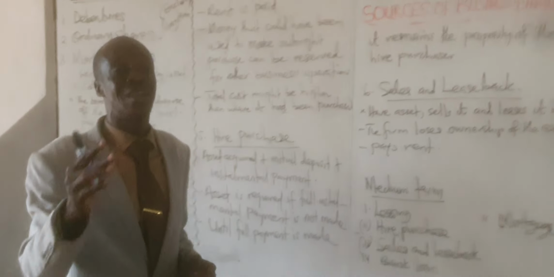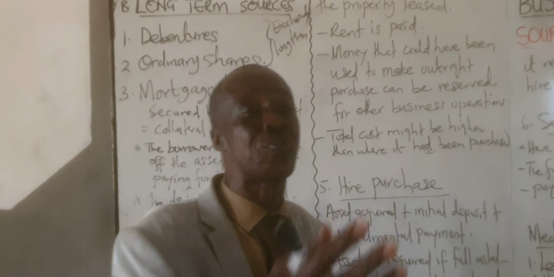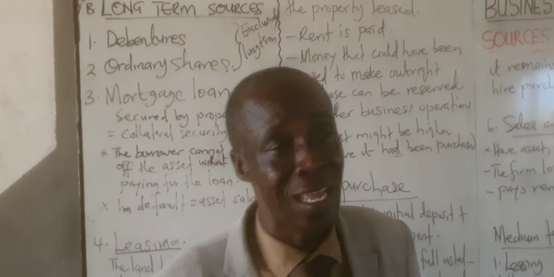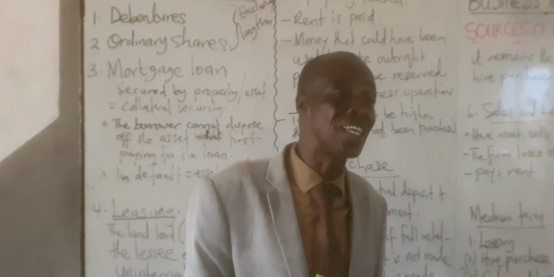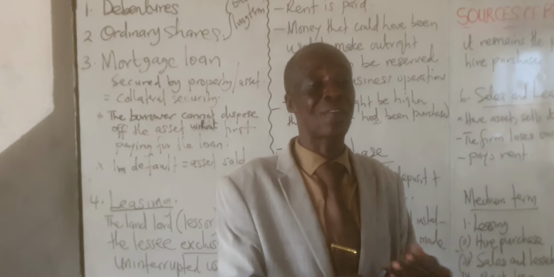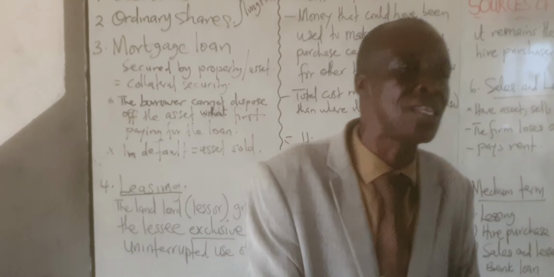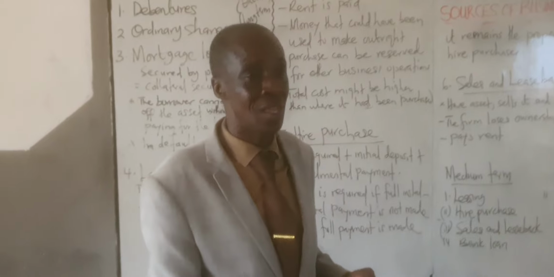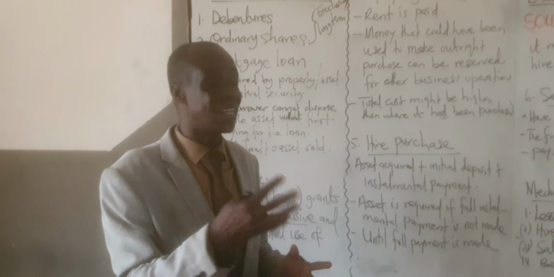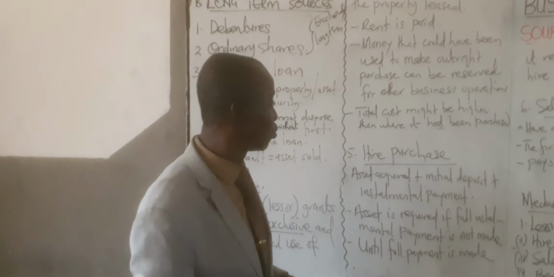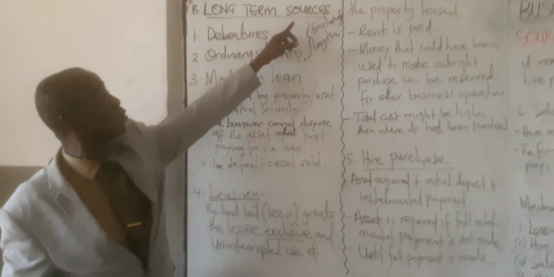Very simple. Now remember, we have learned that when we say long term source of finance, it means the period for repayment exceeds 5 years. So it can be 10, it can be 20, it can be whatever, depending on whatever you want to buy. You can go for a loan and it's going to take you 20 years before you pay. And for such one, you have to have an asset before they can grant it to you. So I'm looking at long-term sources.